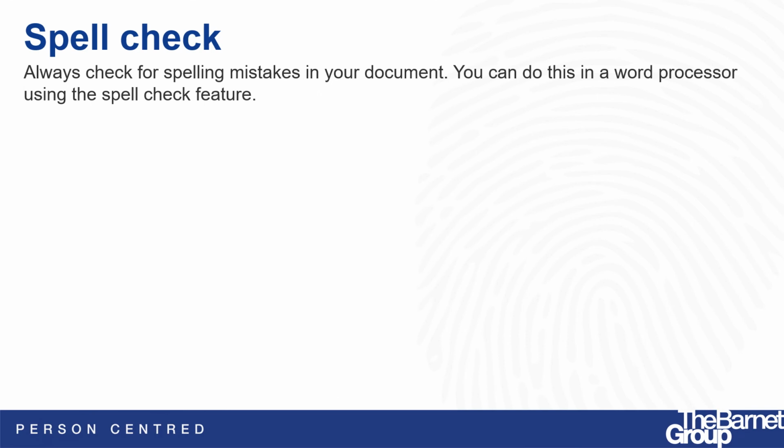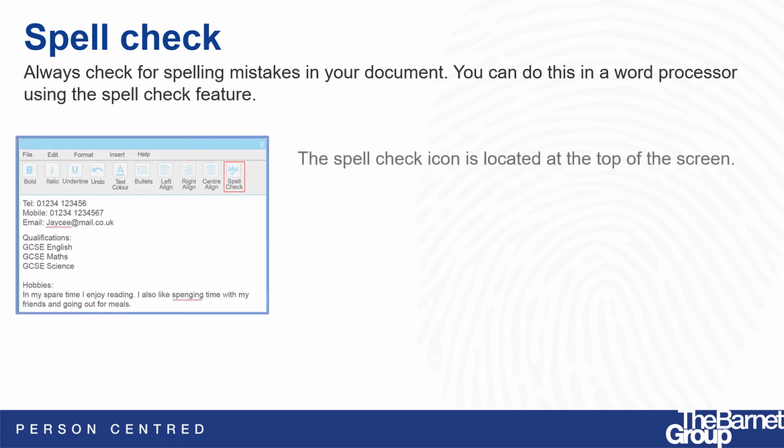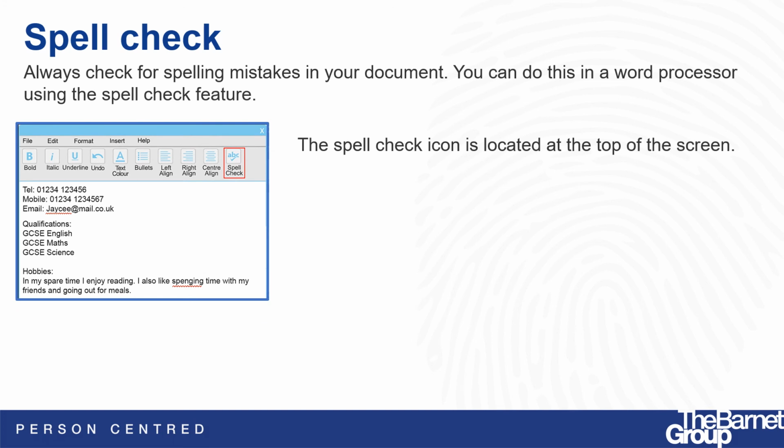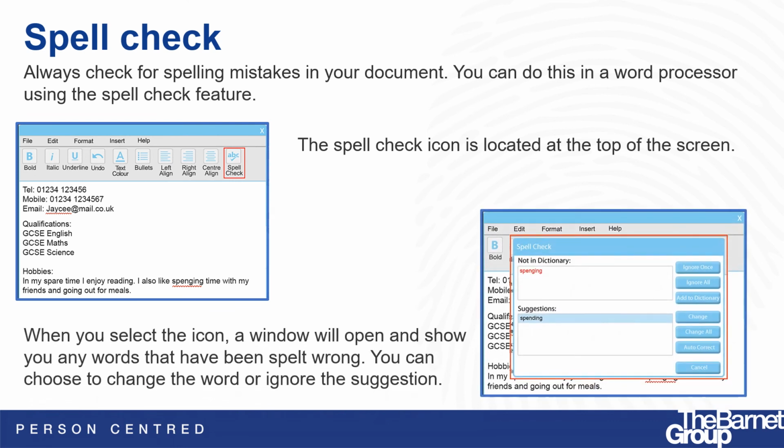Spell check. Always check for spelling mistakes in your document. You can do this in a word processor using the spell check feature. The spell check icon is located at the top of the screen. When you select the icon, a window will open and show you any words that have been spelt wrong. You can choose to change or ignore the word suggestion.